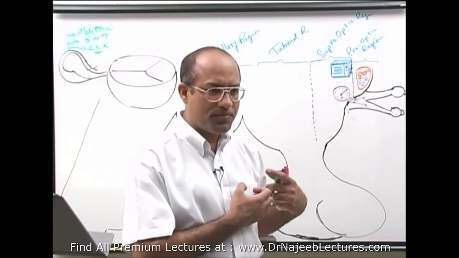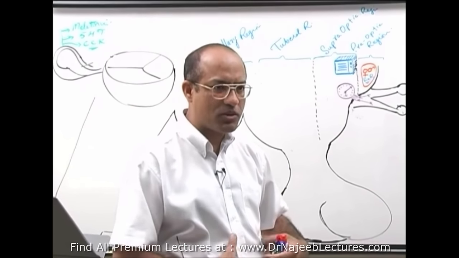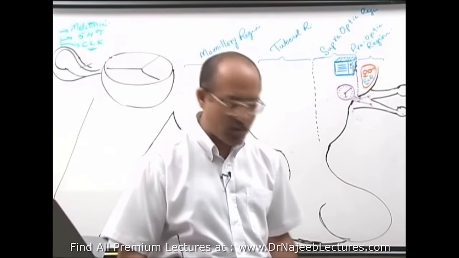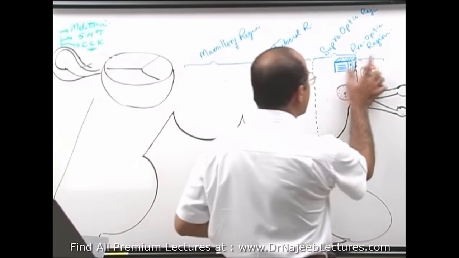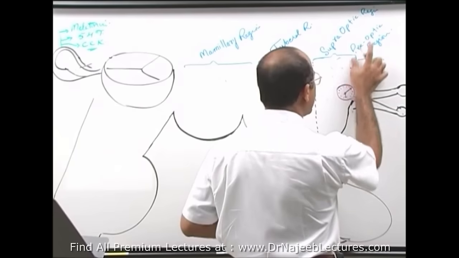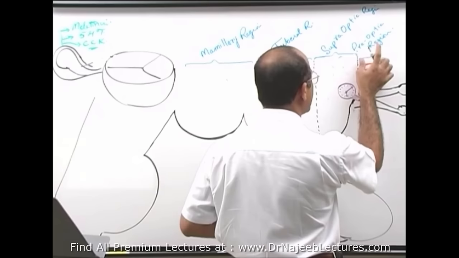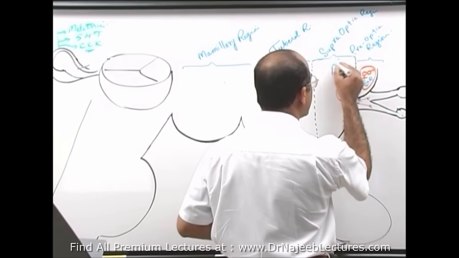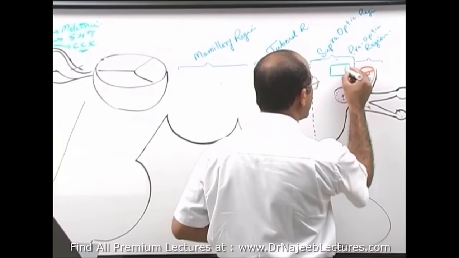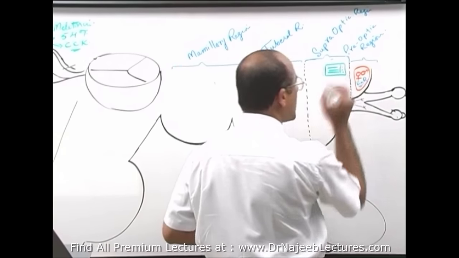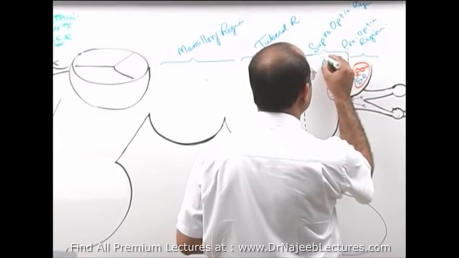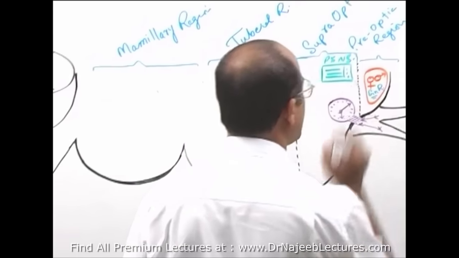Heart rate will go down. Is that right? GIT activity will become more, and micturition and defecation. Is that right? So what we can say is that this nucleus, the anterior hypothalamic nucleus, has very important functions. Number one, it is the anti-rise center. Number two, it is mediating other parasympathetic nervous system functions.